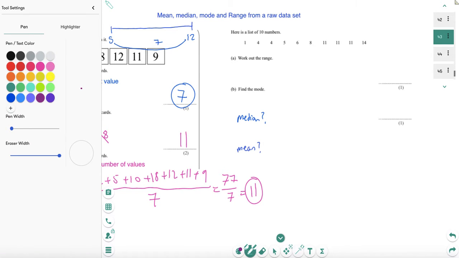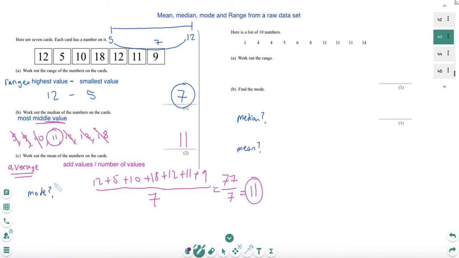Alright, the mode. The mode's actually the easiest. The mode is simply the most common value. So what value appears the most out of all these cards? Well, the number 12, it's the most common value. There's 2 of them. So the mode is 12.